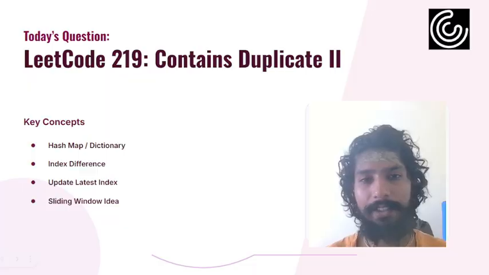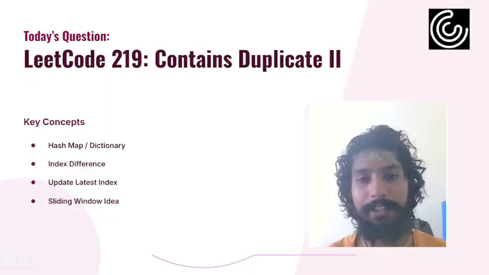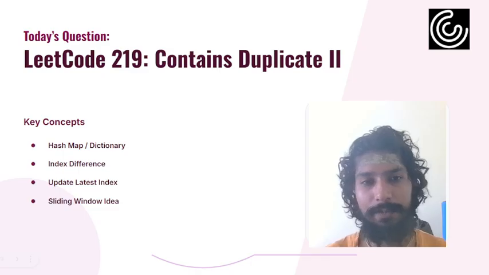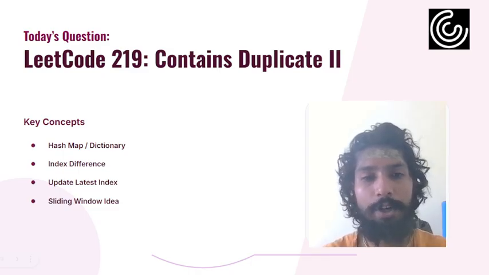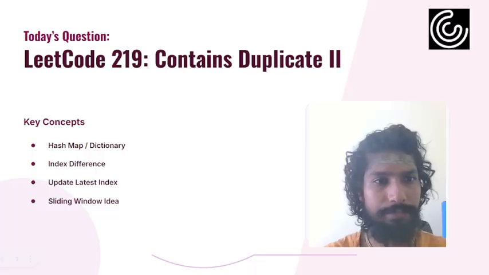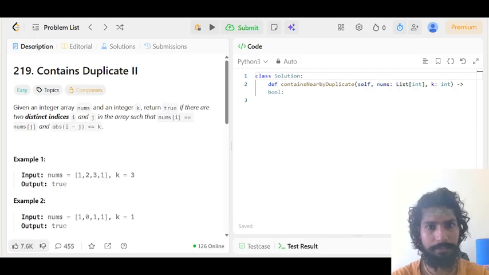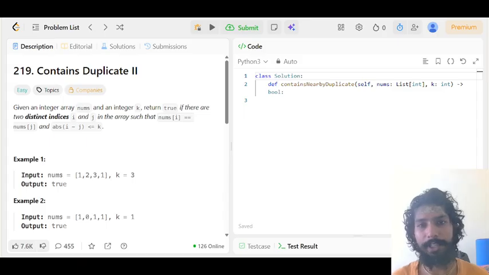We are given an integer array nums and an integer k. We have to return true if there exist two different indices i and j such that nums[i] == nums[j] and the absolute value of i minus j is less than or equal to k. Let me show you the problem. In simple words, we need to check whether the same number appears again within a distance of at most k.